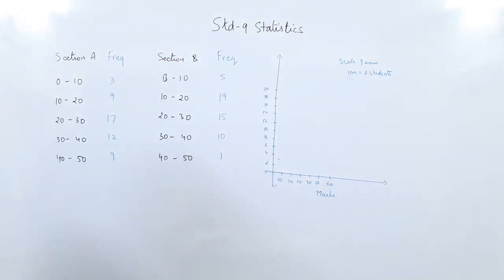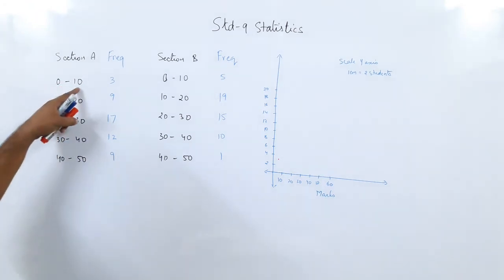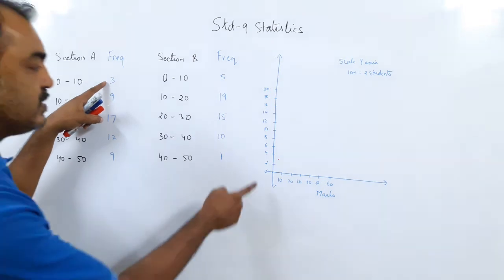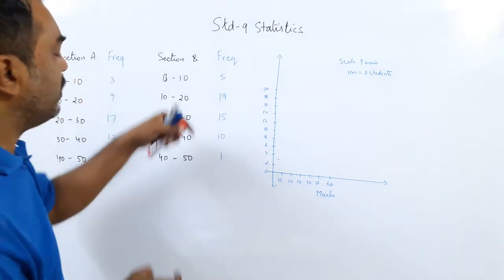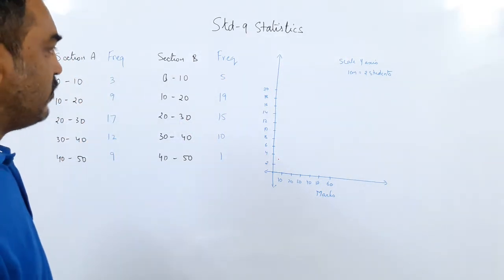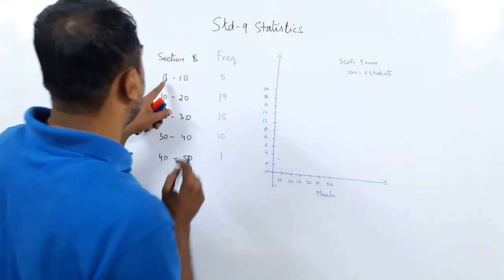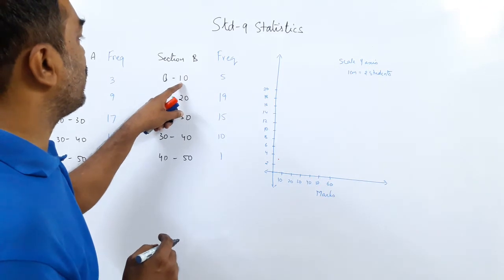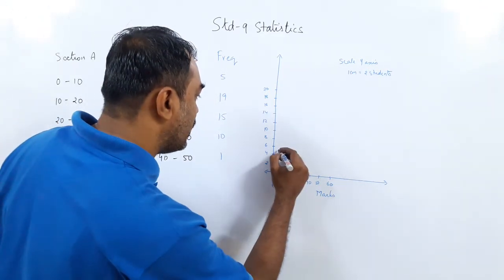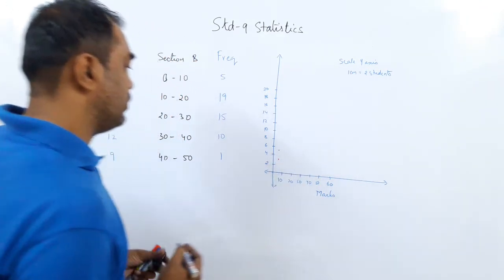See how I got this point. I take the midpoint of 0 and 10, the midpoint is 5, but the frequency is 3, so the height of 3. And here the frequency is 5. So I will use a different pen. So what is the midpoint? Between 0 and 10, the midpoint is 5. Frequency, I get 5.